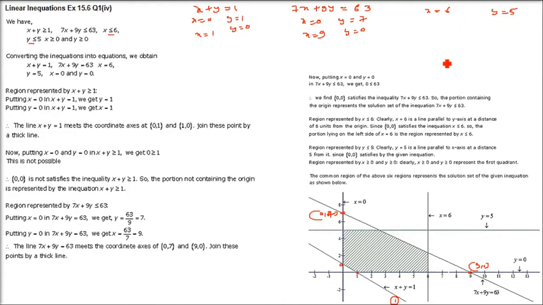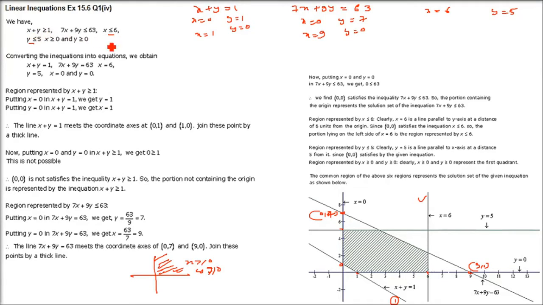Okay. Now x equal to 6, y equal to 5. So x is 6, so this is the line. This is x equal to 6, parallel to the y axis. And this is the line y equal to 5, which is parallel to the x axis. Now x greater than or equal to 0, y greater than or equal to 0 suggests we are talking about the first quadrant. If we make a quadrant, this is the first quadrant. This is the solution. First quadrant.